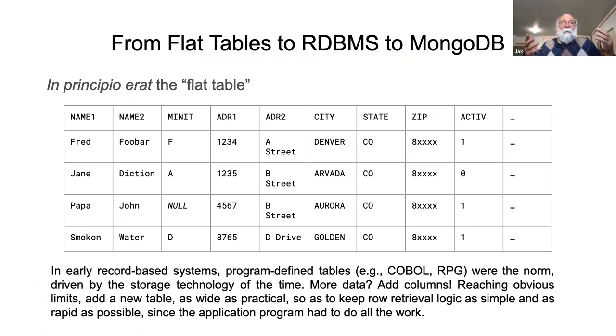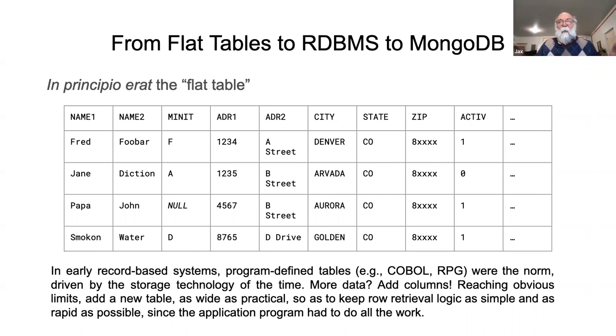And these tables were program defined. There was no external data description of them. The program knew how many characters were in the name one field. These were rows of bytes, and they were undifferentiated. You knew that name one had 18 characters in it, name two had 18 characters in it, middle initial had one character in it. And that's how databases work.